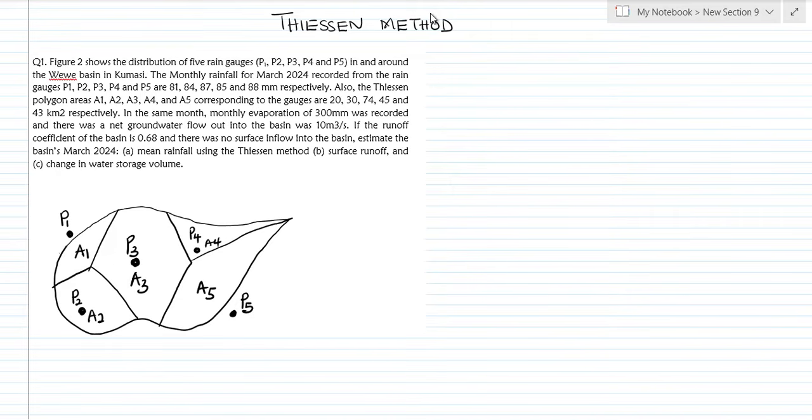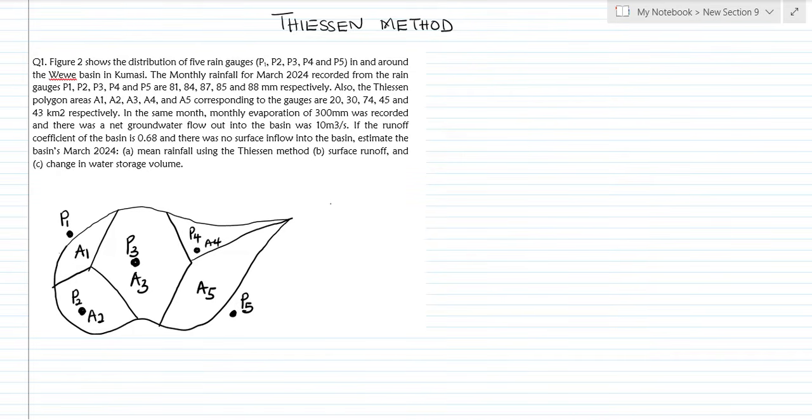In the same month, monthly evaporation of 300 millimeters was recorded, and the net groundwater flow out of the basin was 10 meter cube per second. If the runoff coefficient of the basin is 0.68 and there was no surface inflow into the basin, estimate the basin's March 2024 A, mean rainfall using the Thiessen method, B, surface runoff, and C, change in water storage. So we have several questions put together as one.